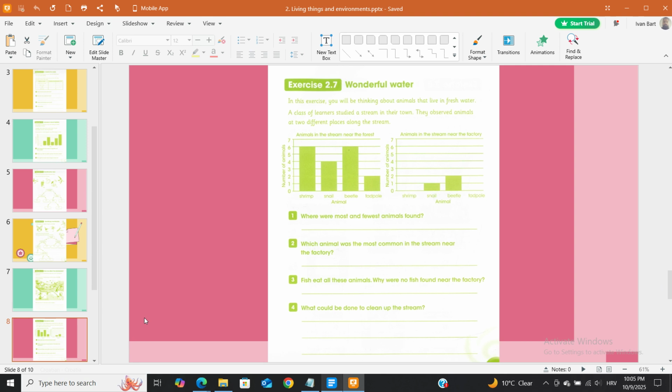3. Fish eat all these animals. Why were no fish found near the factory? 4. What could be done to clean up the stream?